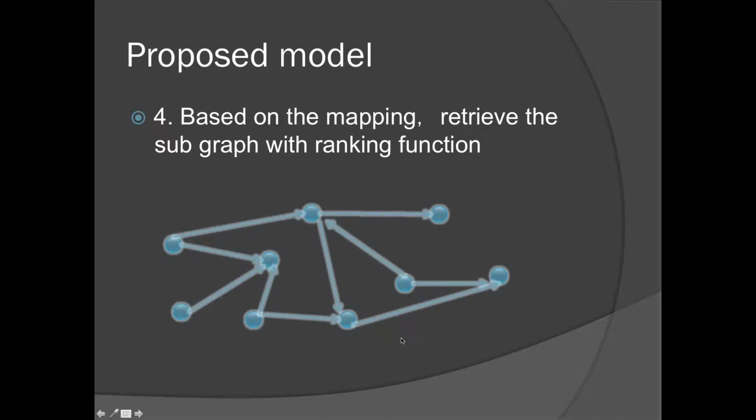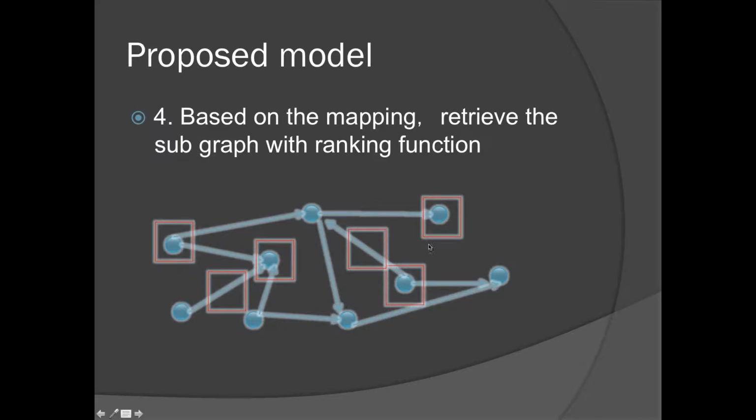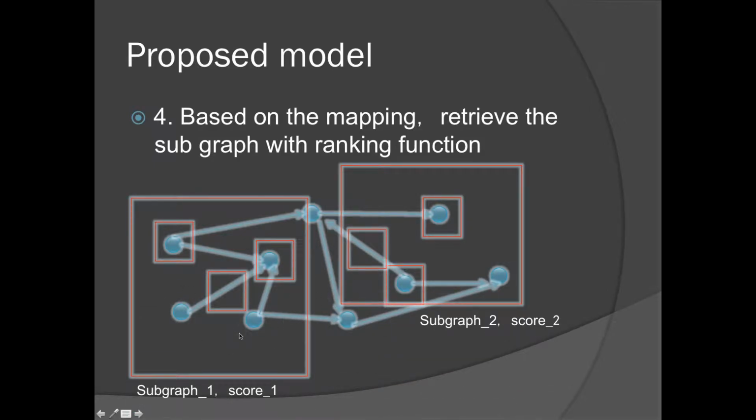So the fourth step is to, based on the mapping, retrieve back a subgraph with a ranking function. For example, if the graph looks like this, it may be very, very large, but after search, it may be mapped to a certain number of nodes. So based on these nodes, we want to retrieve back some subgraph that contains all the keywords. For example, we have two graphs, and they have two scores based on how good this subgraph is.